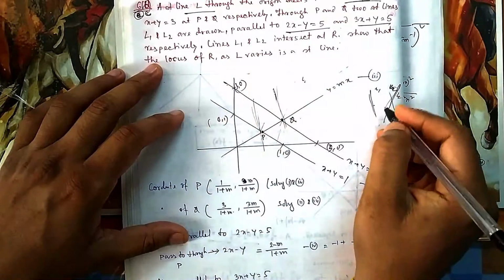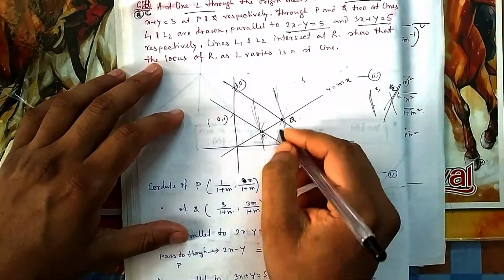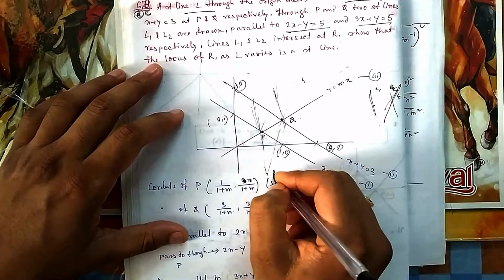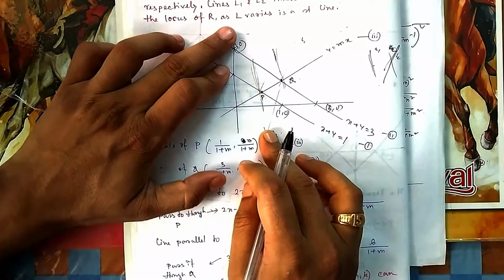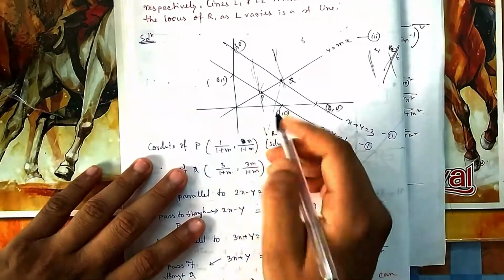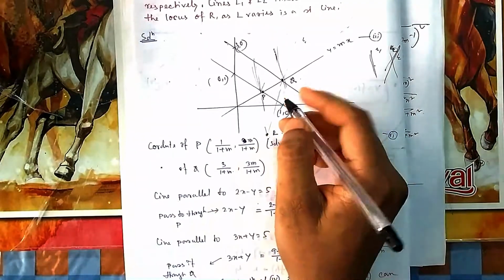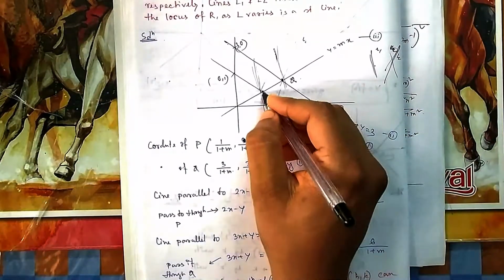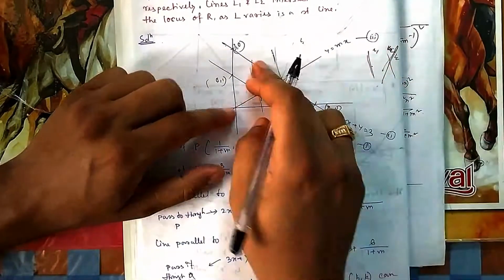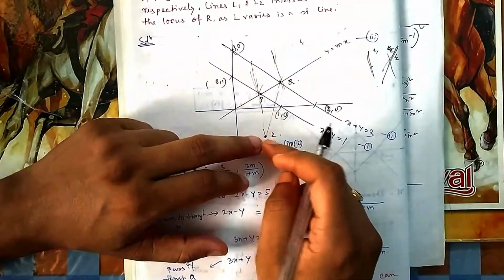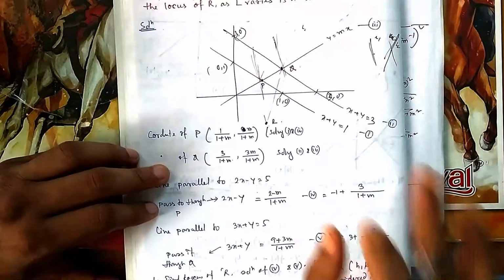The lines L1 and L2, these two lines whatever you have drawn, meet at a point R. So you have to find the locus of R, so that the locus of R as L varies is a straight line. Okay, we will do it later on. First let me find the points P and Q, then draw the lines parallel to these two, solve them and find this point R. Okay, that is the target.